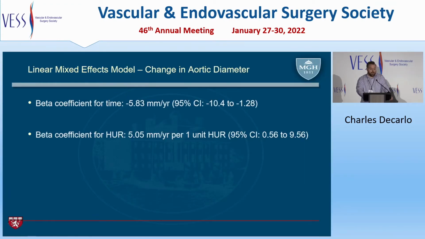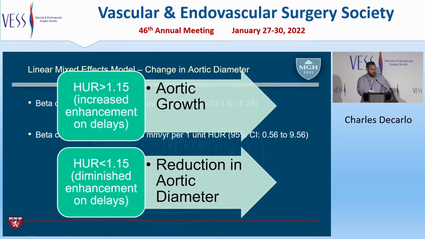For the linear mixed effects model, estimating the change in aortic diameter over time, the beta coefficient of time was negative 5.8 millimeters per year, which would correspond to the change in aortic diameter over time if the Hounsfield unit ratio was 0. The beta coefficient for the Hounsfield unit ratio was 5 millimeters per year per 1 unit Hounsfield unit ratio. In other words, a Hounsfield unit ratio greater than 1.15 was associated with aortic growth, while a Hounsfield unit ratio less than 1.15 was associated with a reduction in aortic diameter consistent with IMH resolution.